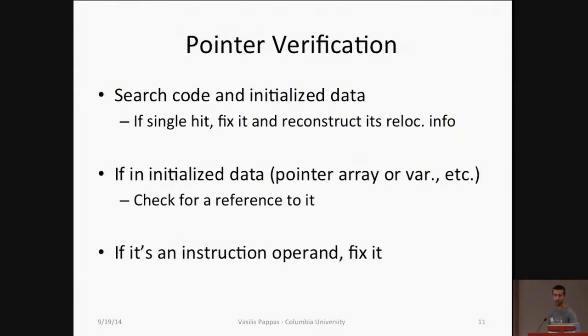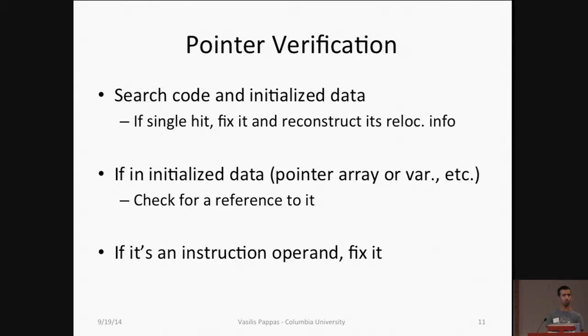Now, in the second case, where the instruction pointer and the faulting address are the same, which, as I said before, corresponds to cases where control was transferred to the original code segment, what we do is we start by searching all the code segment and the initialized data for this specific value of the faulting address. Now, if we find only a single hit, we assume that this was the relocatable offset that caused the trap, and then we go ahead and fix it, and also reconstruct the relocation info for that.